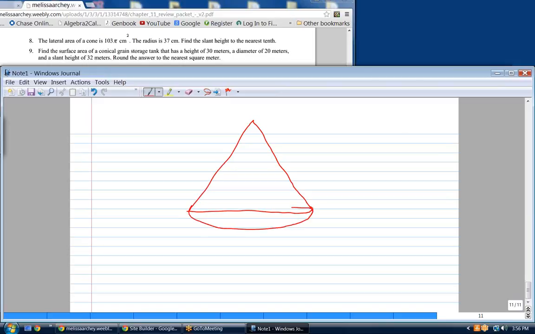Let's see. I have a height of 30 meters, a diameter of 20 meters, which makes the radius 10. Let's just write it like that. And a slant height of 32. Why would they give us that? You would think they would at least make us calculate that.